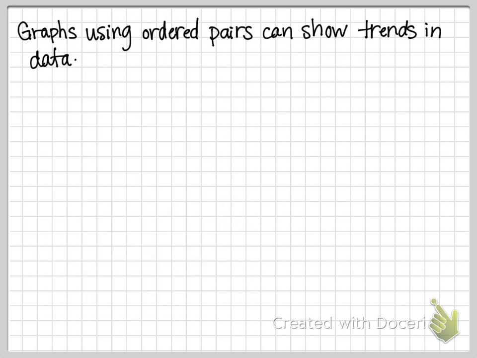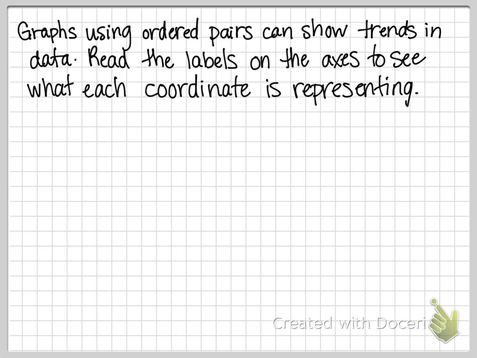Okay, the last little bit of this is about graphs and using, when we're given a graph, how we can see things explained with a graph. Okay, so graphs using ordered pairs can show trends in data. Read the labels on the axes. So in a graph, your x-axis will be labeled with something, whatever it represents, and your y-axis will be labeled with something that can help you see what's being represented in the data.